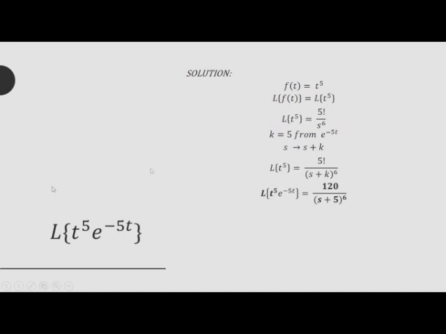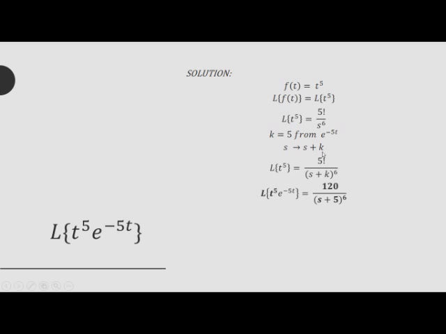The first example is the Laplace transform of t raised to 5 times e raised to negative 5t. So you're going to get the function of t first, separating the e raised to negative 5t. Using the knowledge of Laplace transform, the Laplace transform of t raised to 5 is 5 factorial over s raised to 6. Then from the first shifting property, you're going to make s into s plus k.